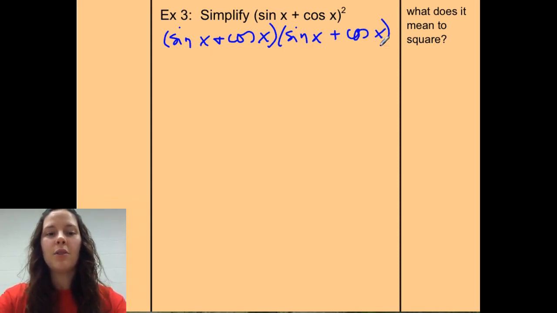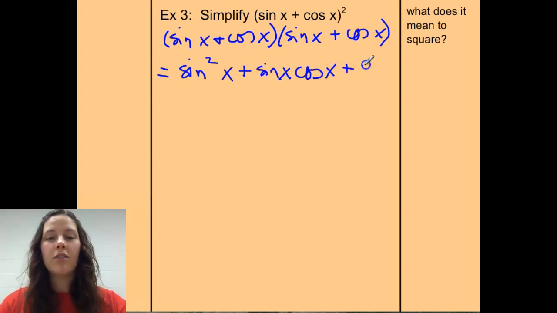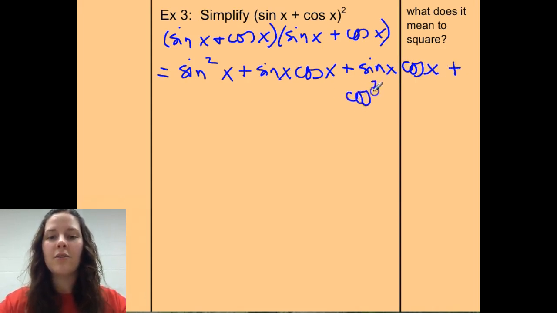And as I mentioned, we're going to be foiling. So sine times sine is sine squared plus sine times cosine. We'll have that again, the cosine times sine. I'm going to write it in the same order so it's more obvious we have like terms. Plus, then we have the cosine times cosine, which gives us cosine squared.